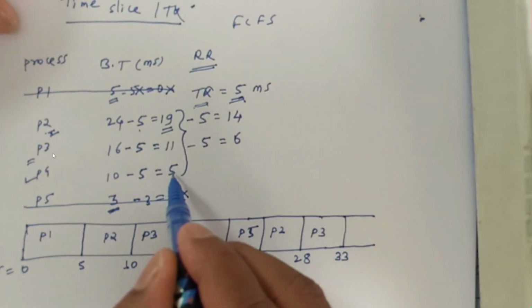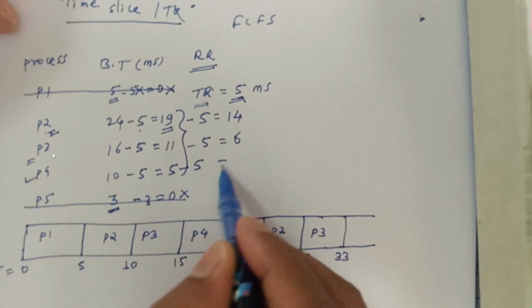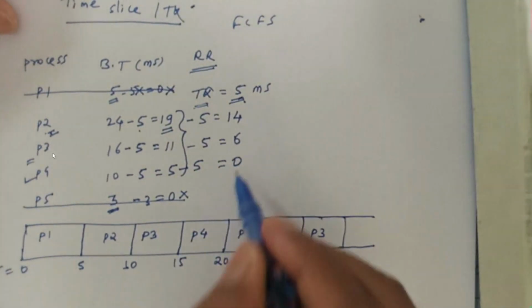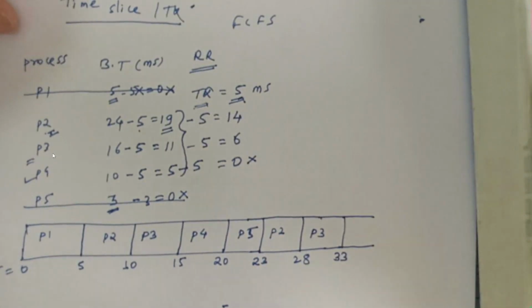The remaining time of process P4 was 5, so 5 minus one time slice value, that is 5, is equal to 0. That means after the end of the second cycle, process P4 will also complete its execution. So P4 will complete its execution at t equal to 38 after the second cycle.